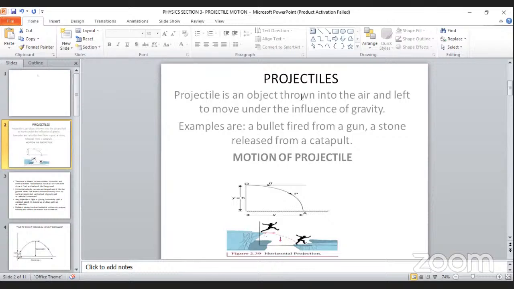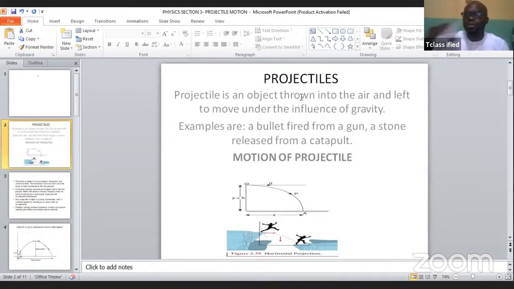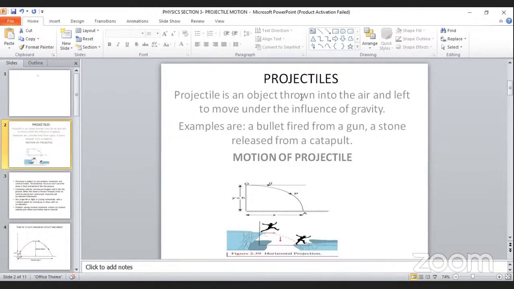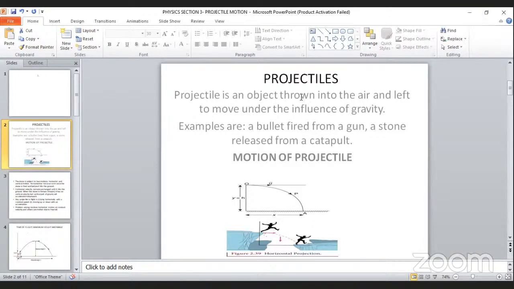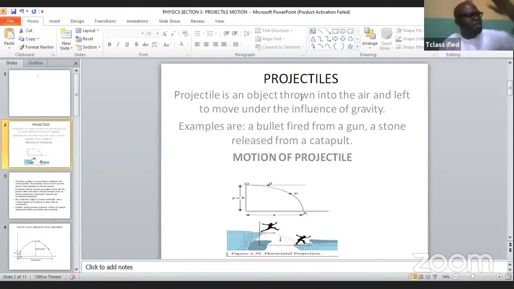Oluwase, give me an example of a projectile. When a jet is launched into space. I didn't get you very well. I said when a jet is launched into space. Good. When a jet is launched into space, that's a very good example of a projectile.